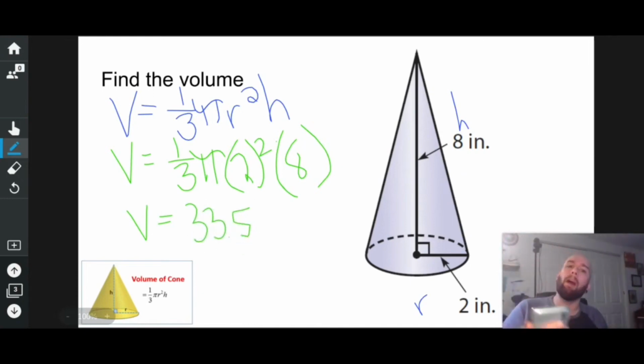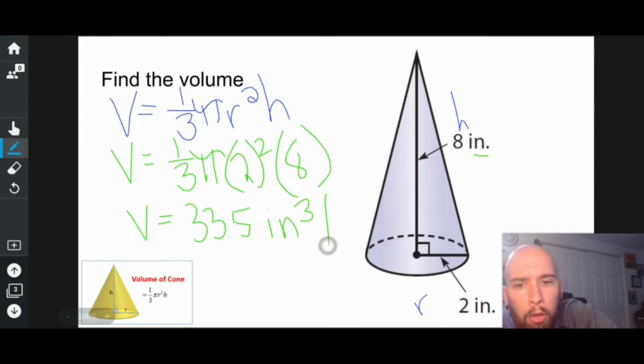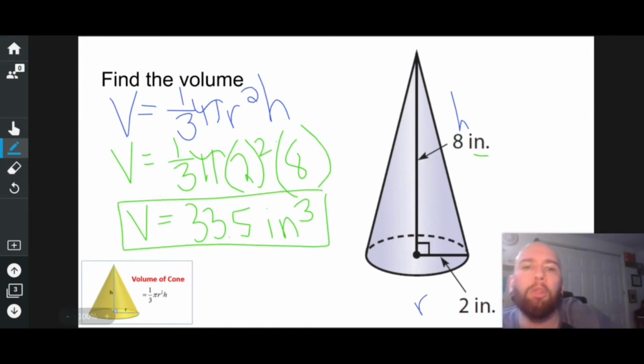Okay, my unit of measure is inches. And since we're dealing with volume, you have to cube your inches. Whenever you have volume, you cube your unit because a volume represents a 3-dimensional figure. And cubing things like a cube is 3 dimensions. Okay, 33.5 inches cubed.